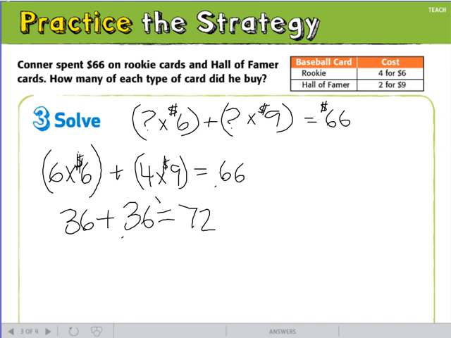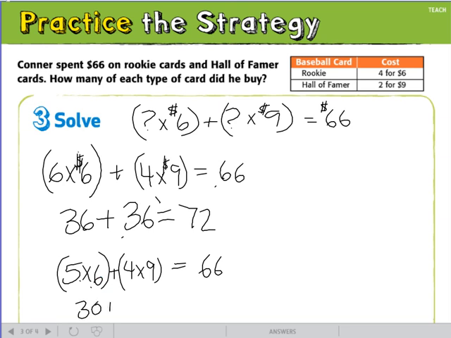Can somebody tell me what the answer is now? Yes. I think it would be 5 times 6 and 4 times 9. There you go. 5 times 6 plus 4 times 9 equals $66. So 5 times 6 is 30 plus 4 times 9, which is 36, which would equal 66. So you guys figured it out.